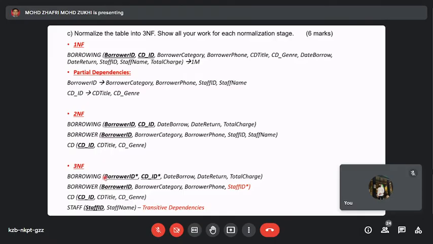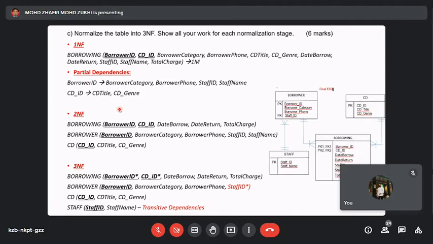Though this example didn't ask you to draw an ERD, try to train yourself to draw ERD, because normally in the first year it will ask you to draw the ERD. So from here, we draw the ERD, following this third normalization form. This ERD must follow the final stage of the normalization. So we have staff ID, staff name, and then borrower ID, borrower category, borrower phone, and then staff ID will be the foreign key. So we have a relationship between staff and borrower.